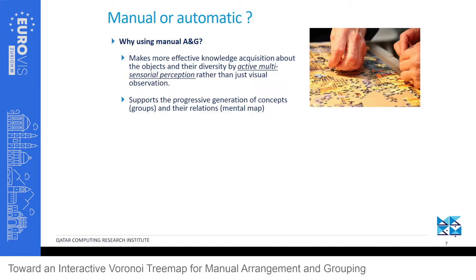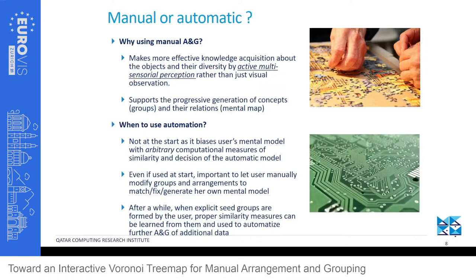That doesn't mean we will not use automation, but we shall not use automation at the start because it would bias users' mental model with arbitrary computational measures of similarity and the decision threshold of the automatic model. And even if we use automation from the start, it's important to support the user in manually modifying groups and arrangement to better match, fix, or generate their own mental model. Anyway, after a while, when explicit seed groups are formed by the user, and these groups are meaningful, a proper similarity measure can be learned from them and used to further automate the arrangement and grouping of additional data.